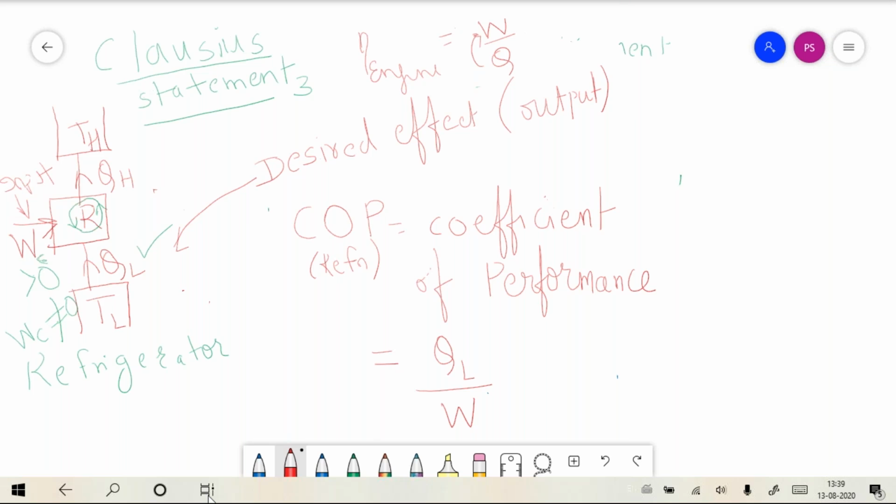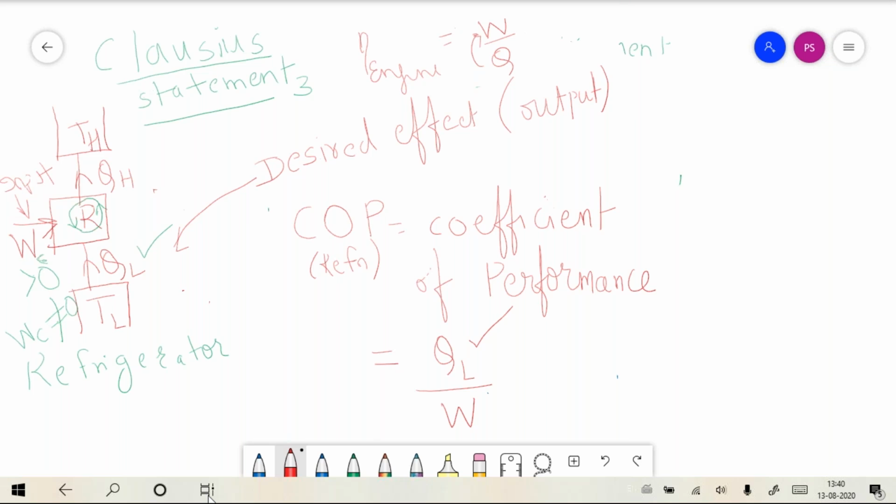Coefficient of performance is not about conversion. We are not talking about conversion efficiency here. We are talking about how much cooling effect we get by supplying certain work, and how much heat can be pumped by supplying certain work. So we need more and more heat to be removed, or more and more refrigerating effect, by supplying minimum work. That is the objective of designing a refrigerator. So the coefficient of performance of a refrigerator is QL upon W.